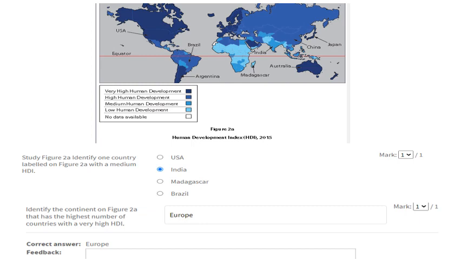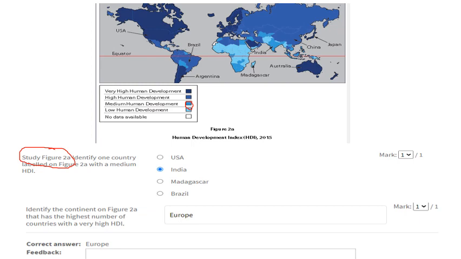And it said study figure 2A. Whenever you see that word study, then you must make sure that you look at the resource that you've been given. And it says identify one country labelled on figure 2A with a medium HDI. So you're looking for a country which is this colour here. Now as you can see, you've got 4 choices.